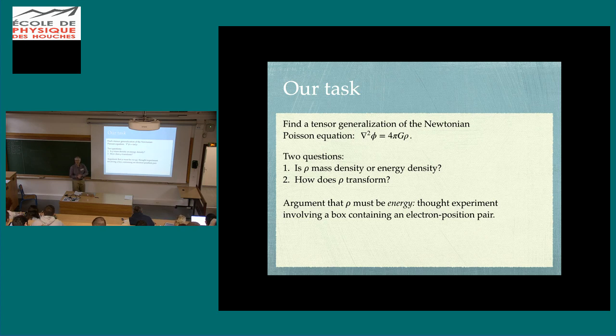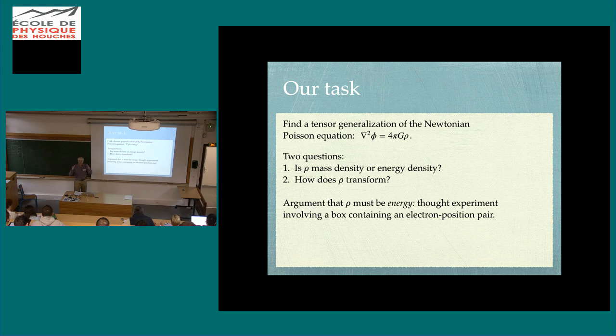Here is a simple argument that tells you that rho ought to be energy density, not mass density. And that would be really hard to tell in Newtonian mechanics because nothing in the Newtonian world moves fast enough that there's really any distinction between rest mass density and energy density of normal objects. Even the sun, there's not much difference there. So we really have to think about this theoretically.